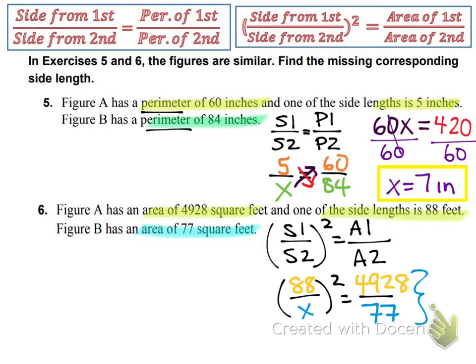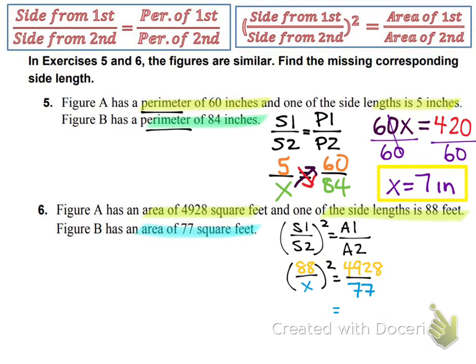But I know that 77 goes into 4,928. How many times does it go in? 64. So here's what I recommend. We want to keep this a proportion to keep our life easy. So even though this becomes 64, just 64, I would keep it over 1, so that we still have a fraction equal to a fraction, a proportion.